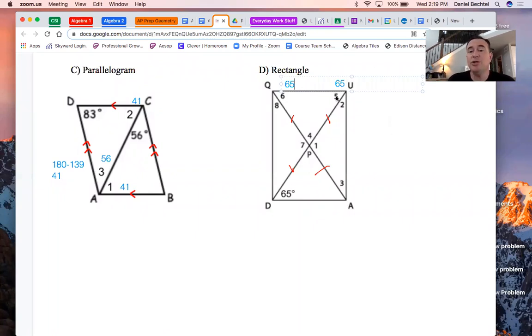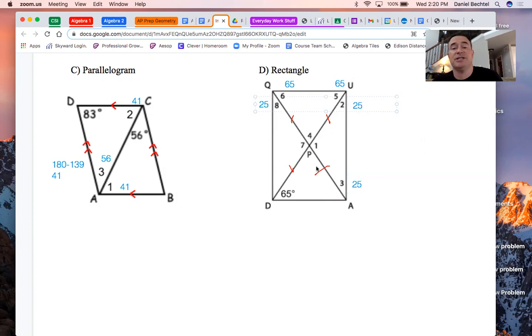Now, I'm going to use that information to work my way through the rest, because I know that every angle in a rectangle is 90 degrees. So if this is 65, that means this 2 has to be complementary with it. They have to add up to 90 degrees. So if that's 65, this one right here is going to be 25. And if that one's 25, again, we've got the base angles of this isosceles triangle, so this number 3 will also have to be 25. And because we've got two sides that are parallel to each other, if this one's 25, then that 8 right there also has to be 25.